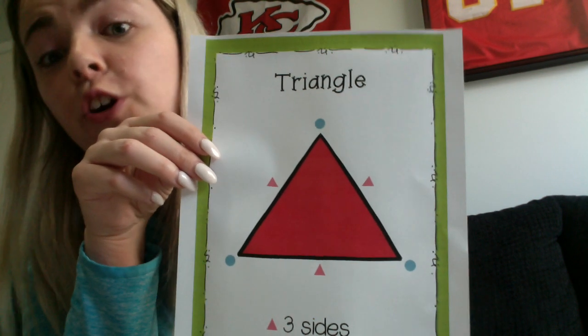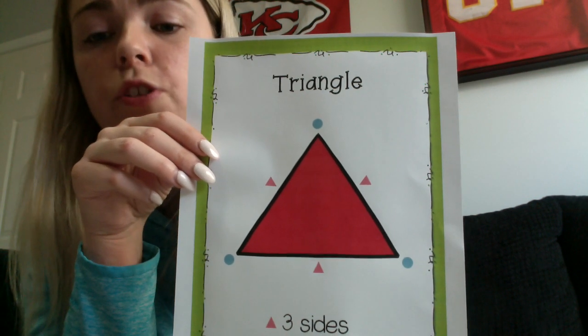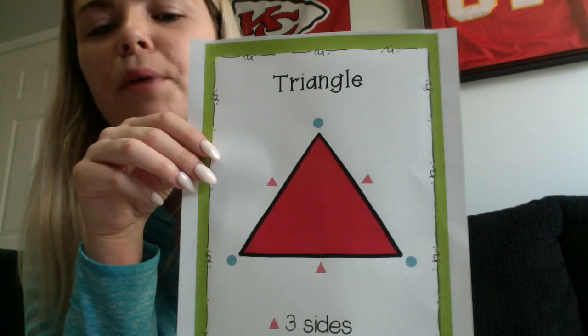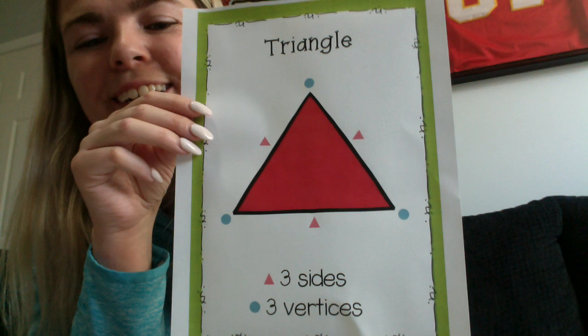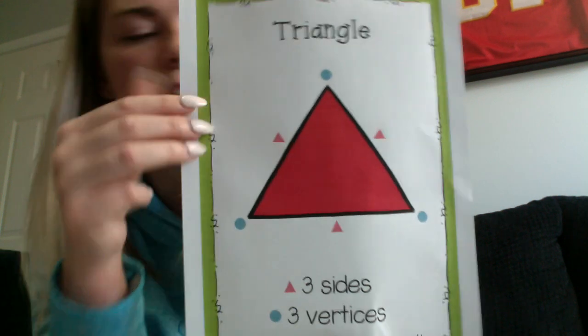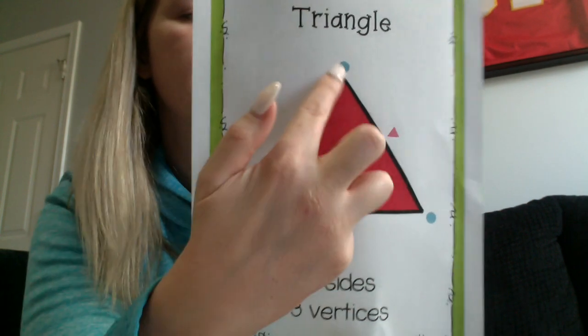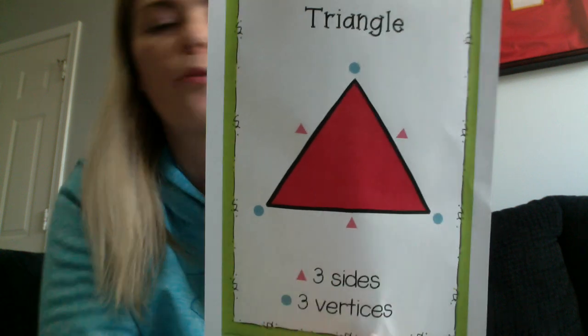Okay, now I want you to go ahead and count the vertices. Remember, your vertices are your corners, or they're what the blue circles are next to. Go ahead and press pause if you need a little more time. You said 3 vertices. You are correct. Let's count them together. 1, 2, 3. Great job, friends.